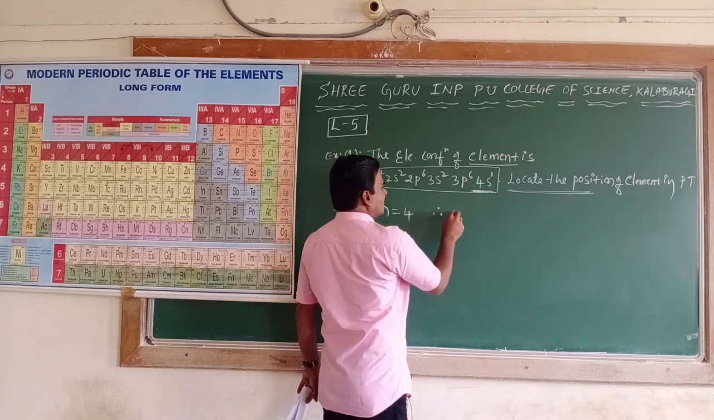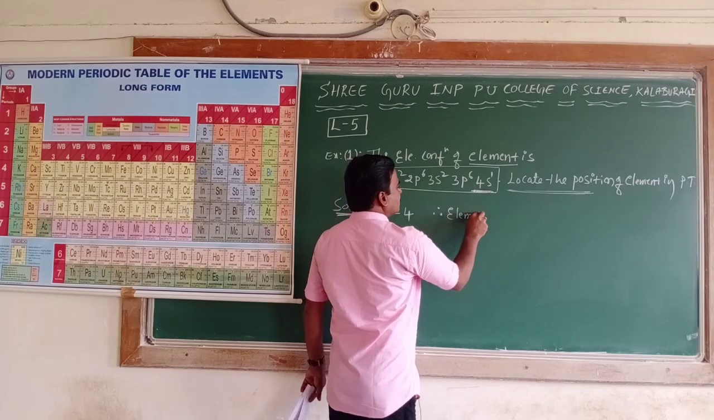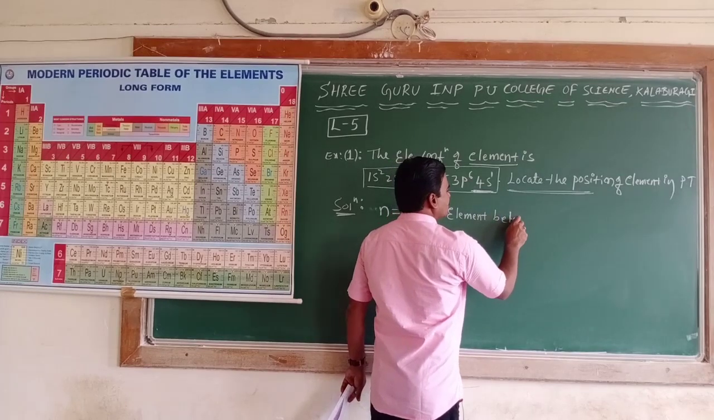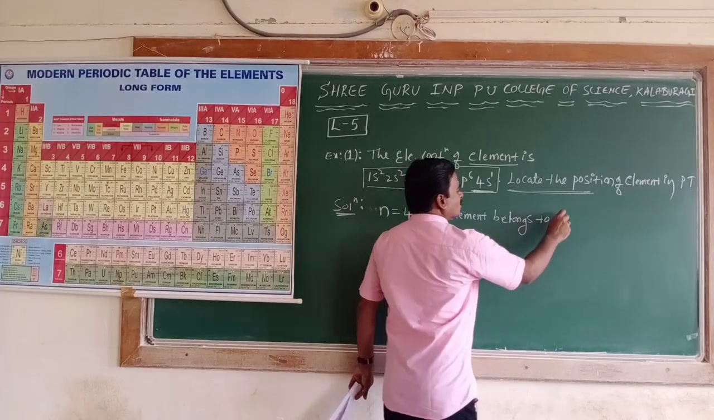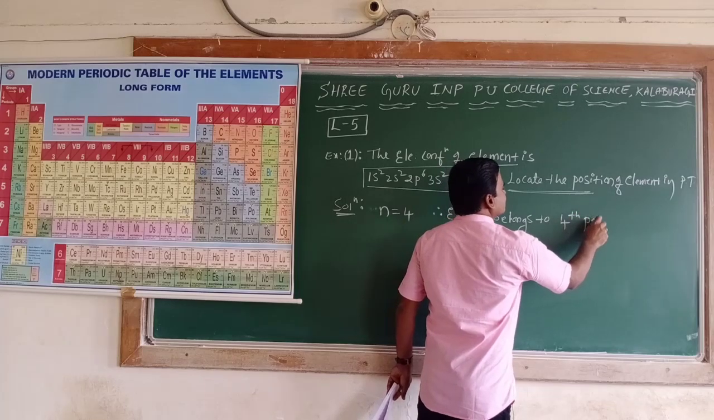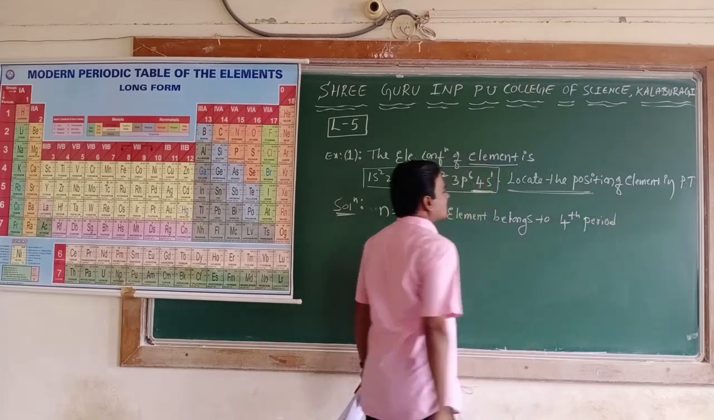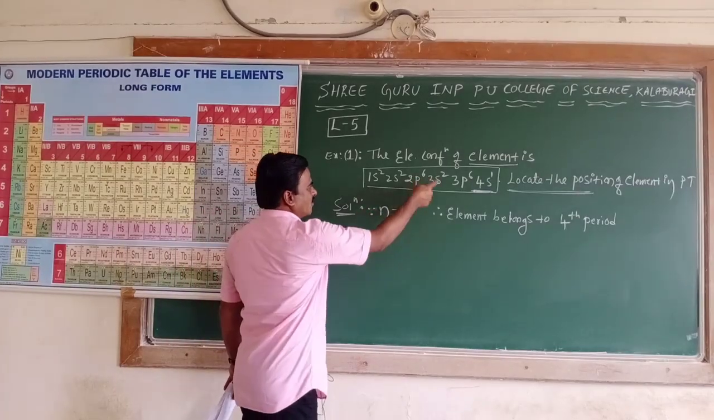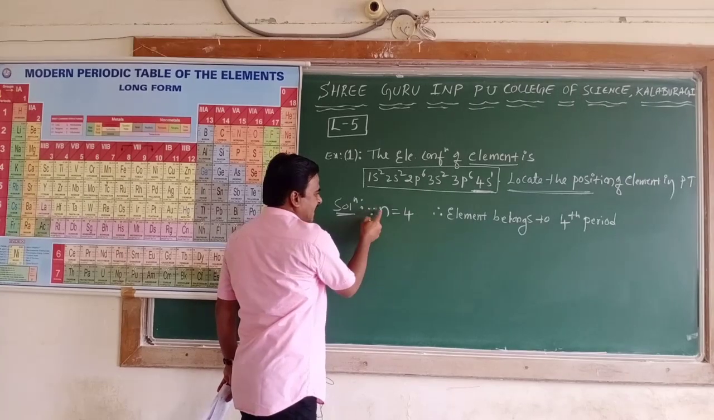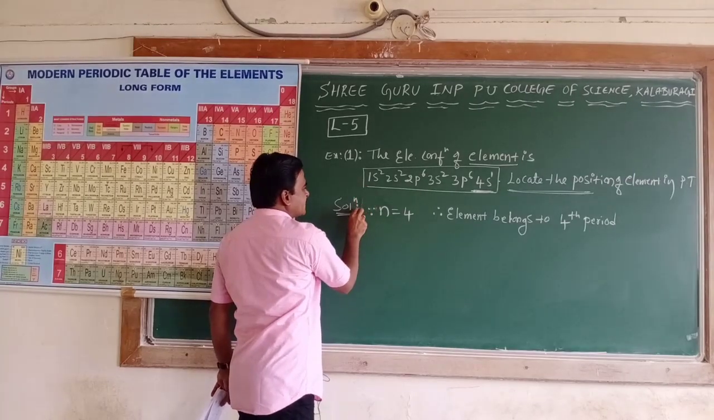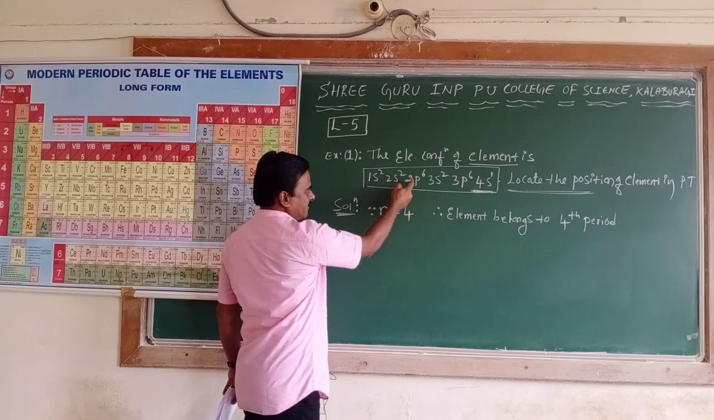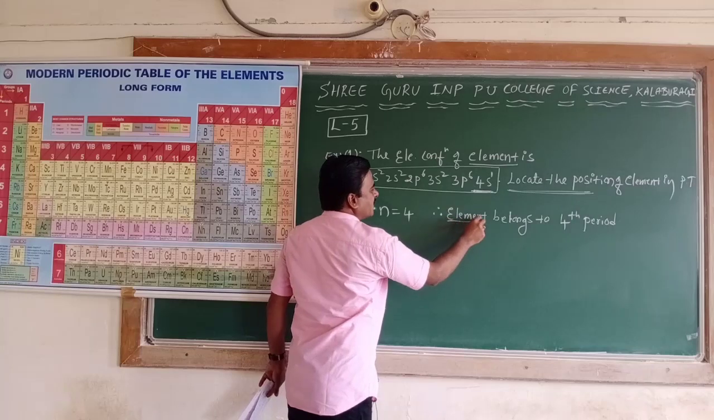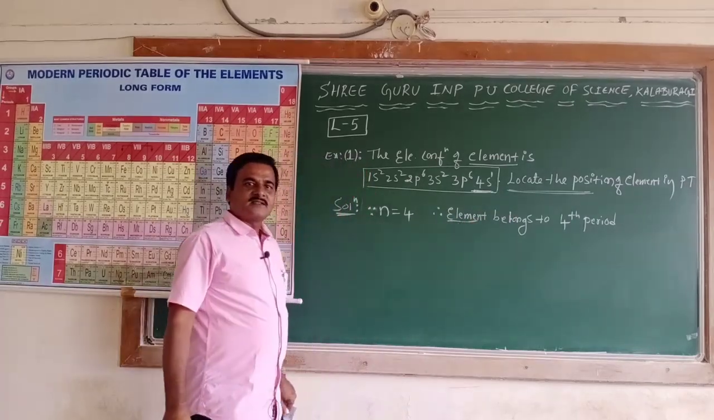Therefore, the element belongs to fourth period. Since n value is 4 from the electronic configuration, therefore this element belongs to fourth period.